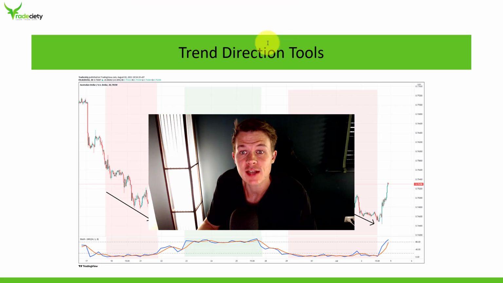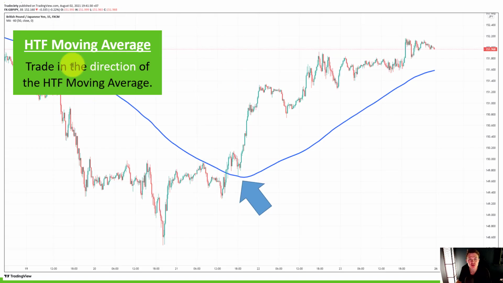Alright, so now let's take a look at a few more trend direction tools and a few ways how you can actually make sense of higher time frame and longer term trends. So the first one I would always recommend start with a higher time frame moving average and trade into the direction of the higher time frame moving average. That way the moving average really becomes a filter for you.